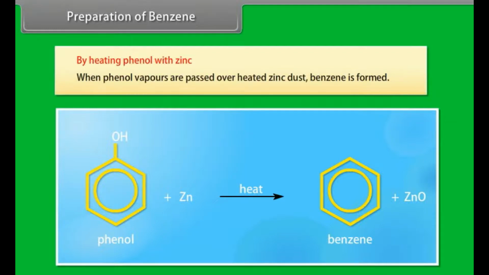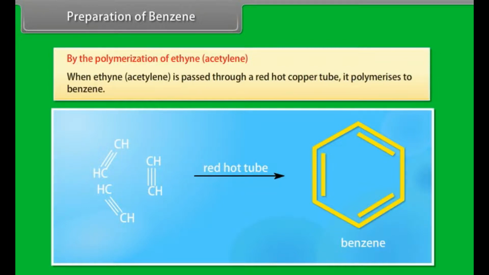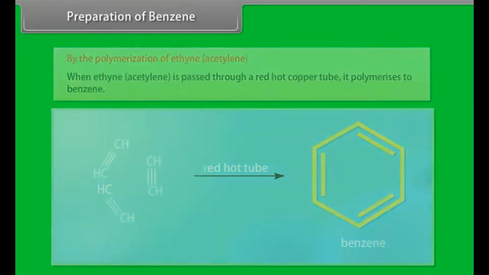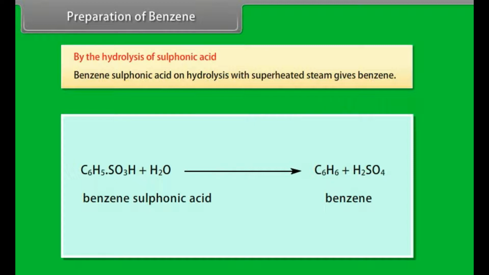When phenol vapors are passed over heated zinc dust, benzene is formed. By polymerization of ethine, acetylene. When ethine or acetylene is passed through a red-hot copper tube, it polymerizes to benzene. By the hydrolysis of sulfonic acid. Benzene sulfonic acid on hydrolysis with superheated steam gives benzene.